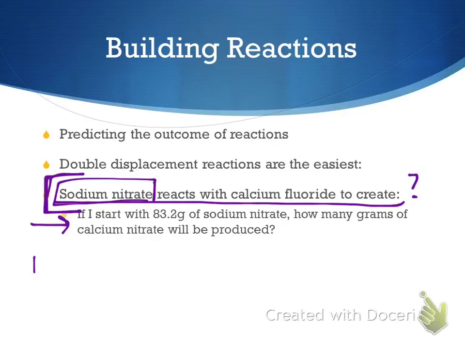Sodium is Na, and what's its charge? +1. Nitrate is NO3, -1. So if we combine those, what's the ratio between these two compounds, or these two elements, or whatever you want to call them? Yeah, it's a 1-to-1. So when they combine, it's just NaNO3. We don't need any extra subscripts.